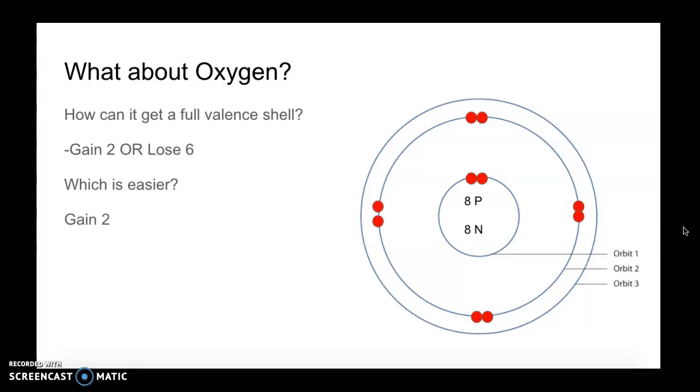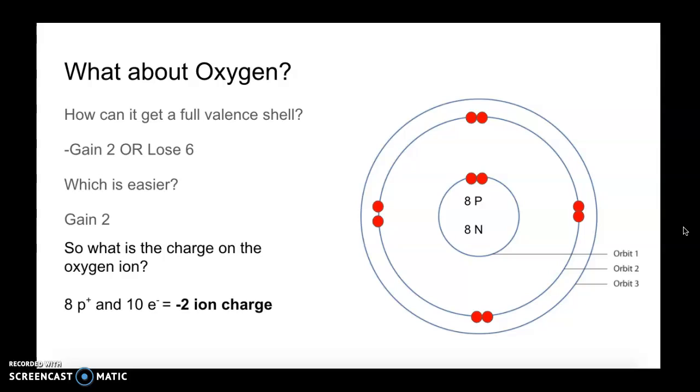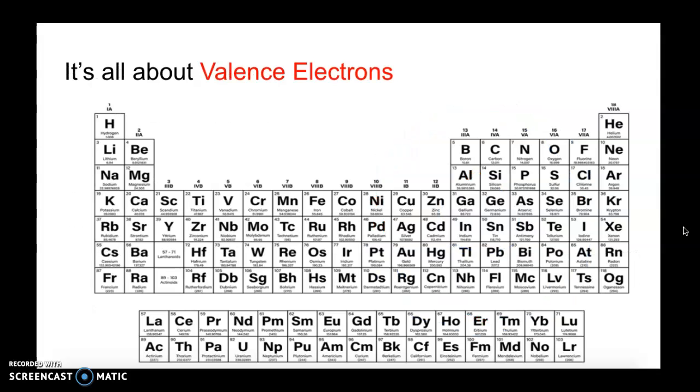So let's add those 2 electrons in, and now you can see it has a full shell. But that means it has 10 electrons and only 8 protons. So what's the charge? We have 10 electrons and 8 protons. It's a -2 charge. So hopefully you notice it's all about the valence electron.